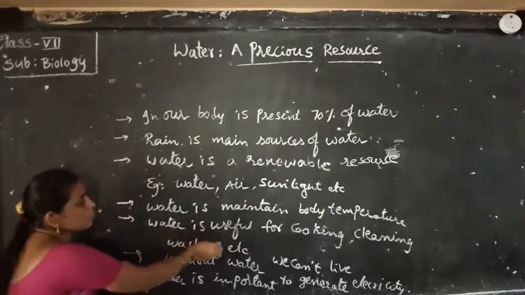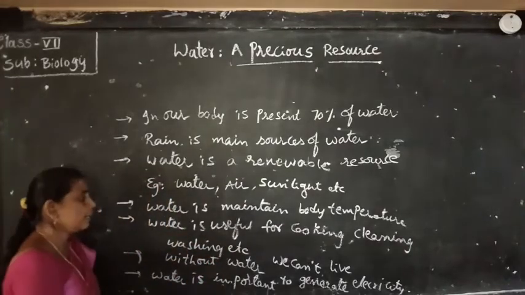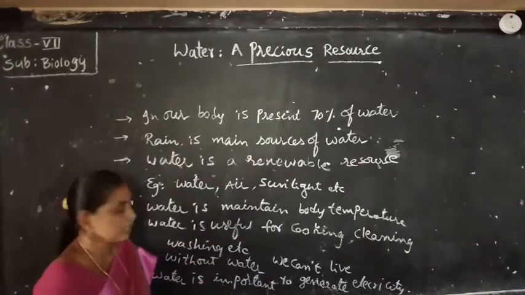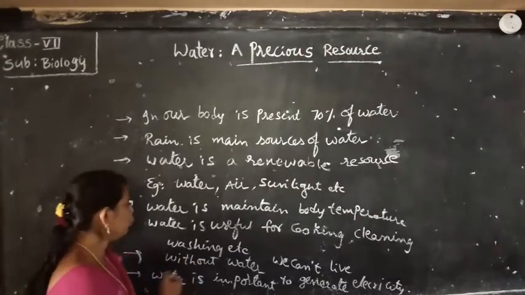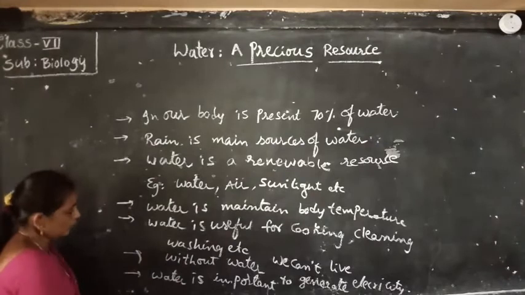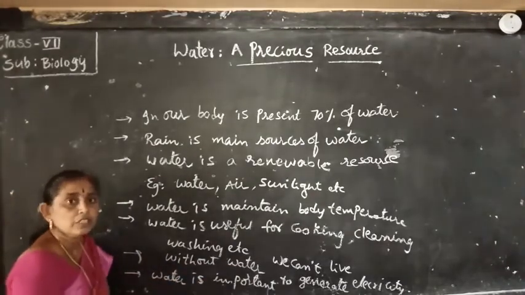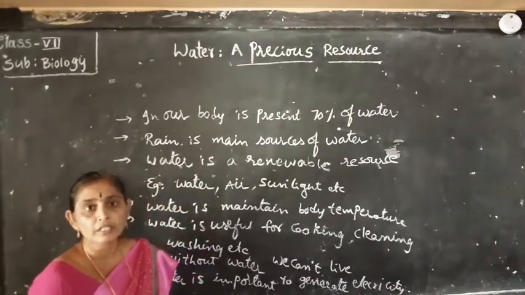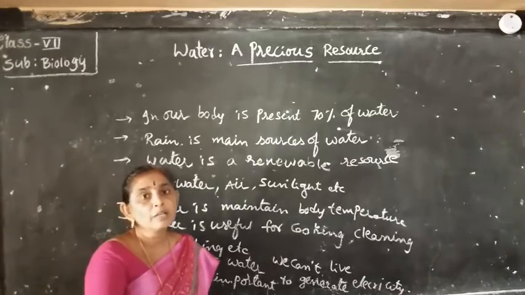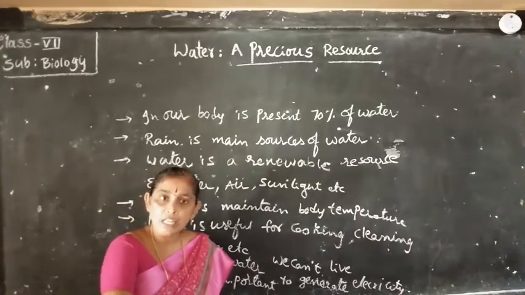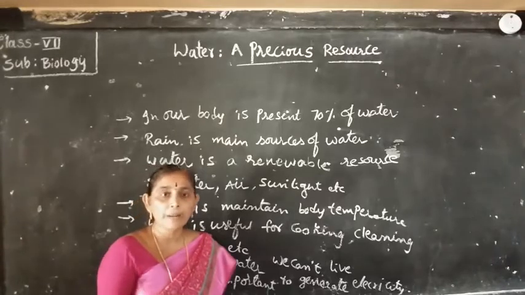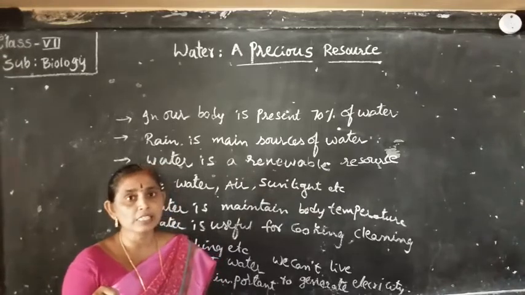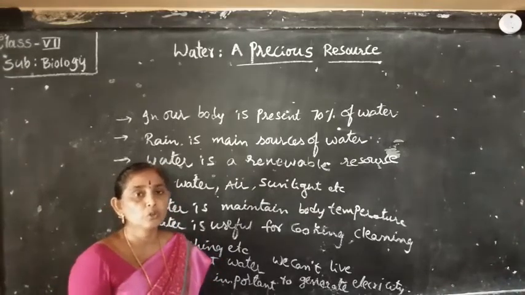Okay, next. Water is useful for cooking food materials, cleaning floors and utensils, and washing clothes. Without water we can't live. Even plants cannot live. Plants also need water. When we pour water, the minerals in the soil particles dissolve in the water. The plants absorb these dissolved minerals and utilize them to stimulate growth.